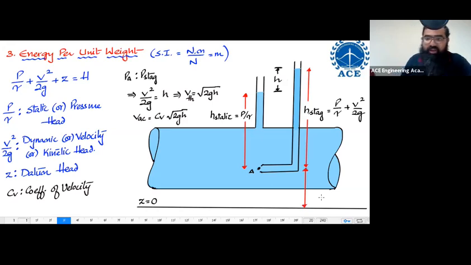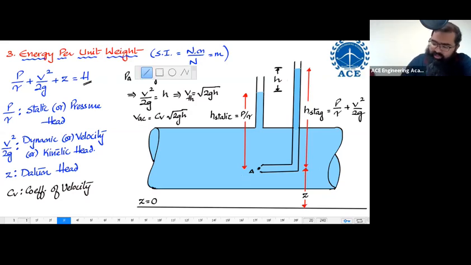Now, what is this height over here representing? This height over here is representing your datum head Z. So this is datum head. Along with this, you have stagnation head. So this complete height from here till the bottom is going to be the total head, capital H.